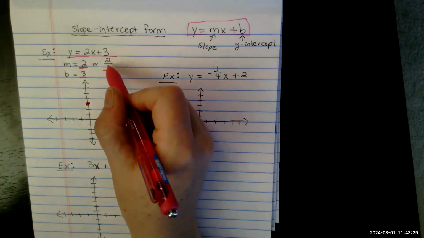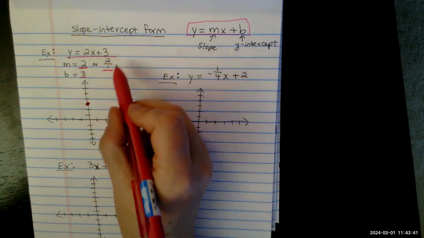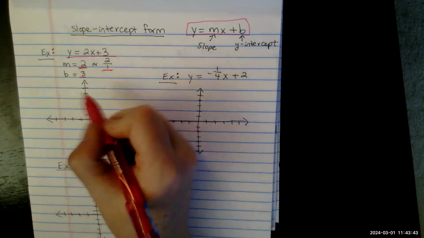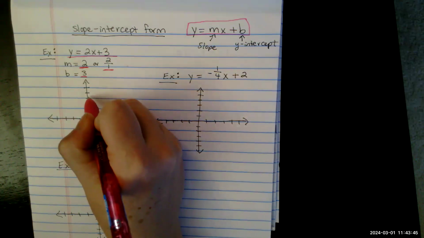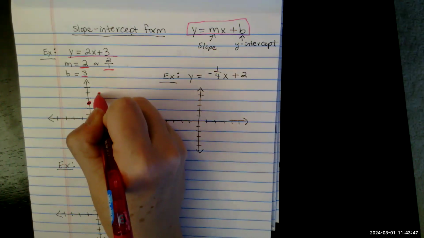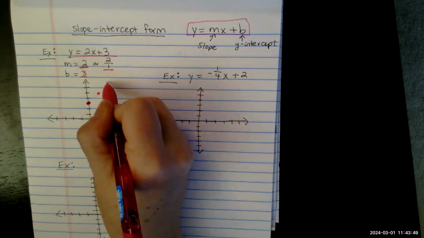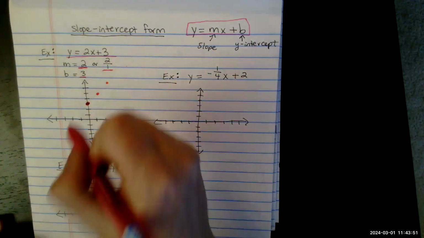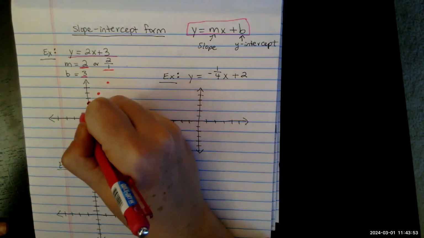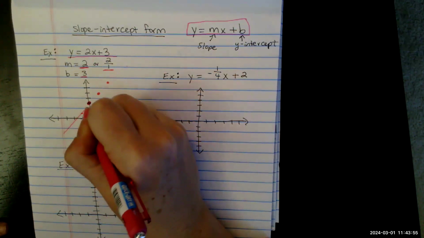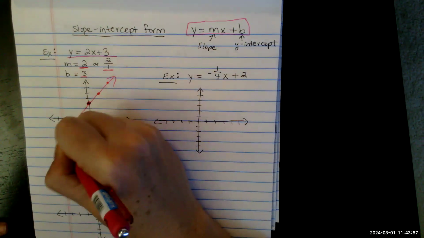Now, since I know my slope, I'm going to just start at that point and do what the slope is telling me to do. So 2/1 means up 2, right 1. And you can do it more than once if you would like to. And you can even go the other way. But basically, we have a line that looks something like this.